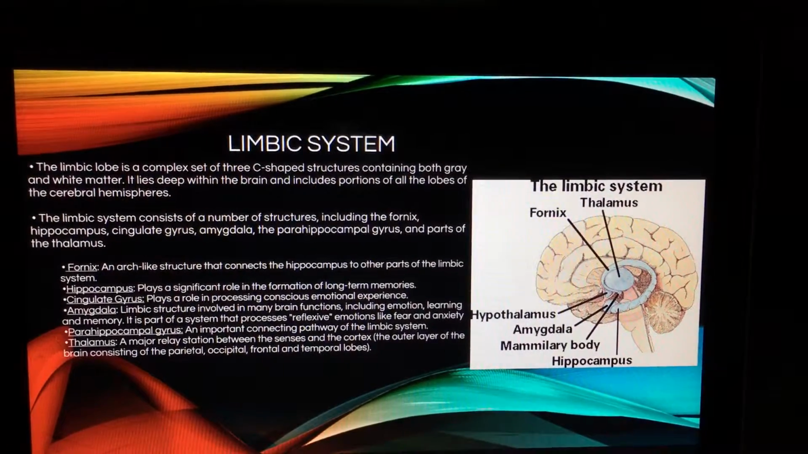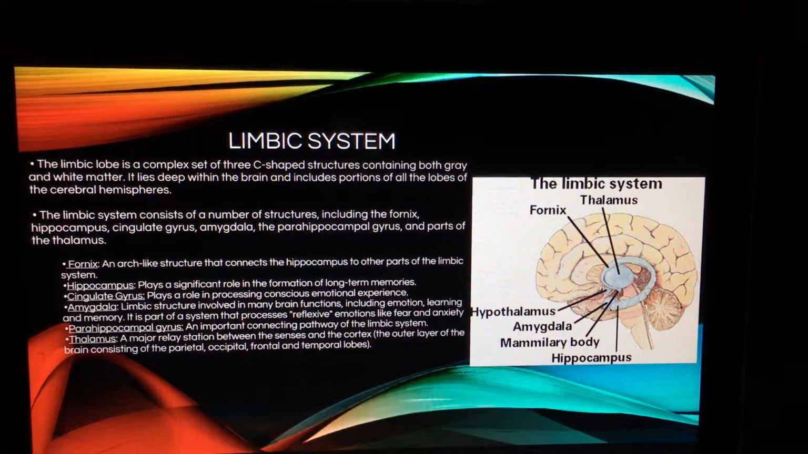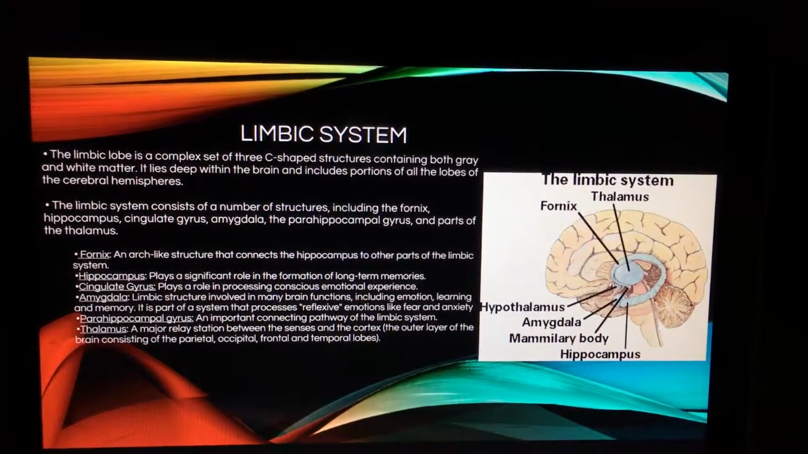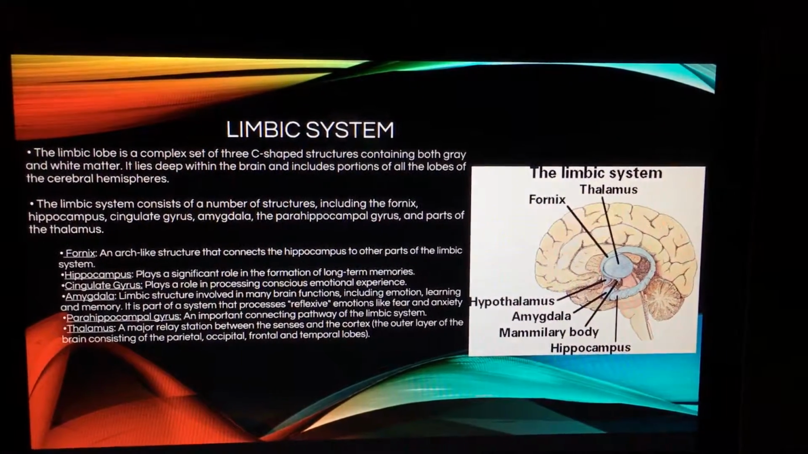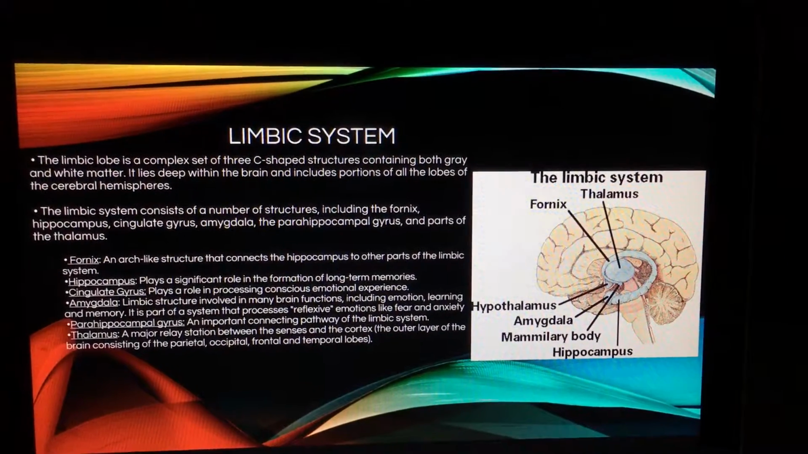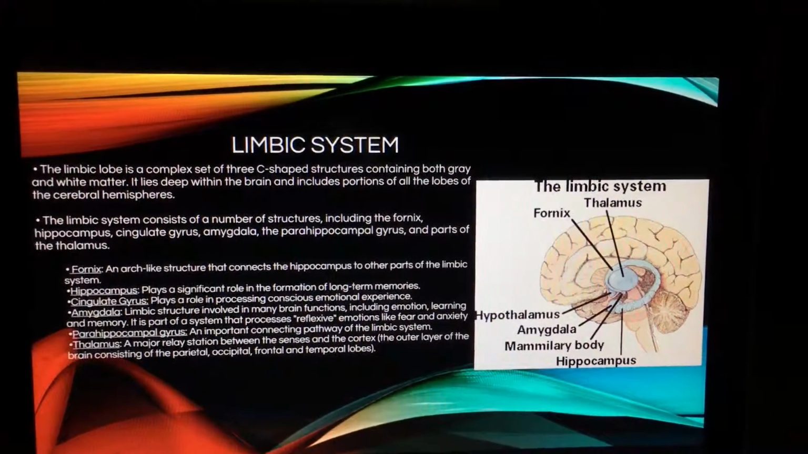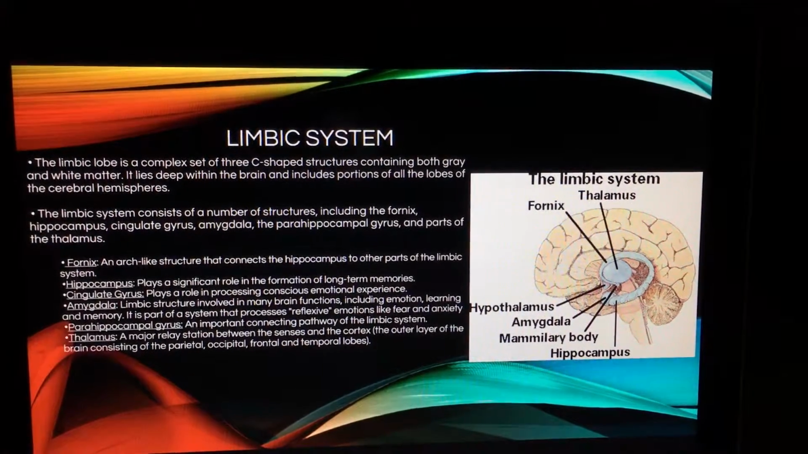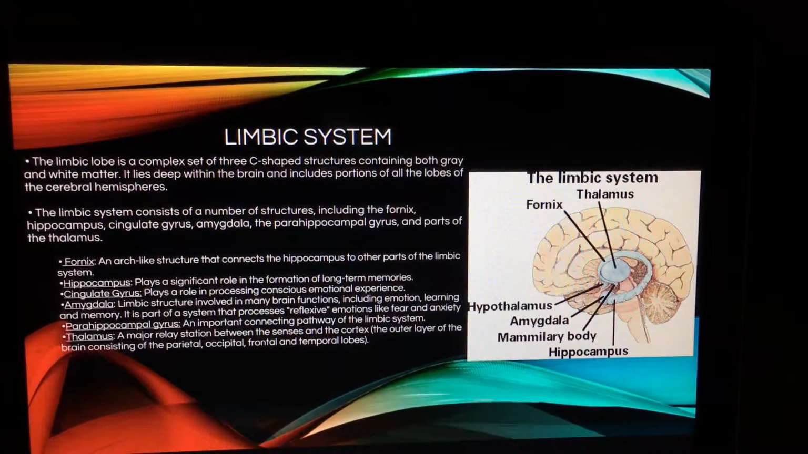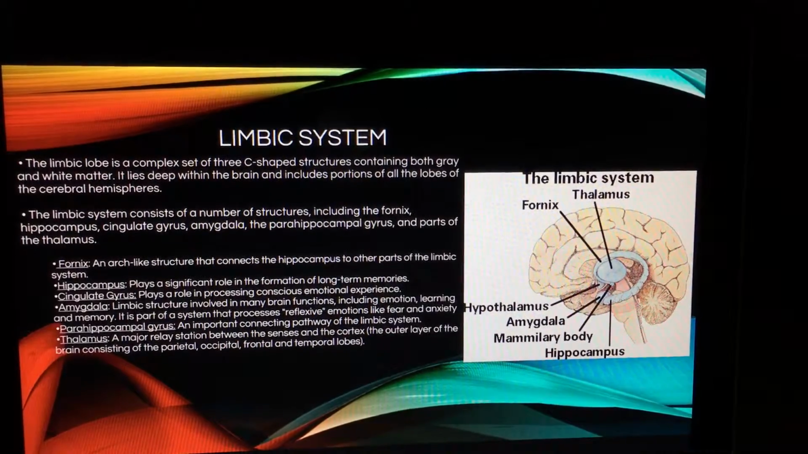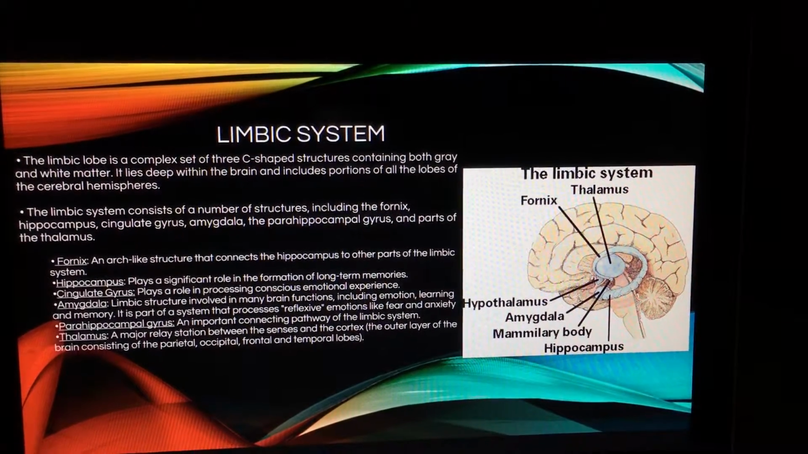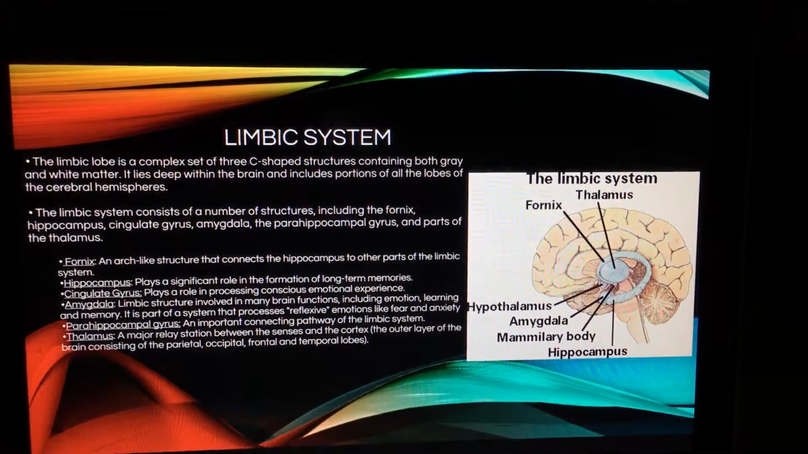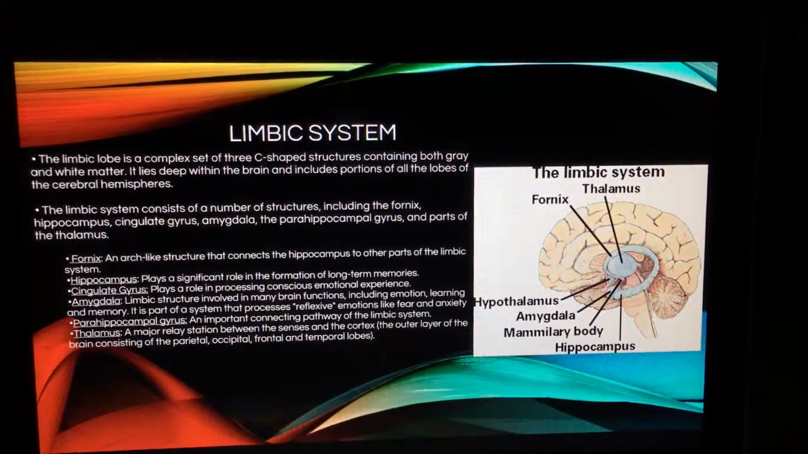The limbic lobe is a complex set of 3 C-shaped structures containing both gray and white matter. It lies deep within the brain and includes portions of all the lobes of the cerebral hemisphere. The limbic system consists of a number of structures, including the fornix, hippocampus, cingulate gyrus, amygdala, the parahippocampal gyrus, and parts of the thalamus. You can see all of them in the figure to your right.